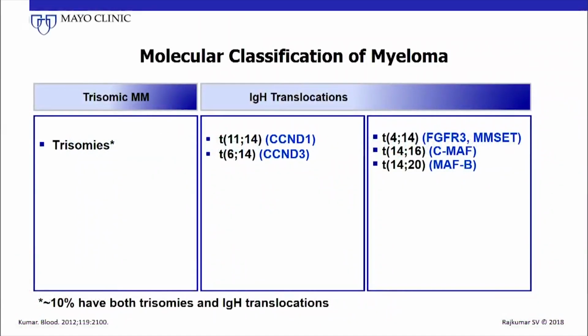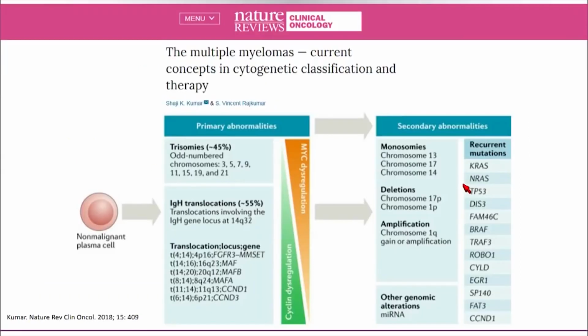There you go. There are 6 different diseases that are basically called as myeloma. There are more than 6, but these 6 are the big ones. And this includes about 40-45% of patients who have trisomic type of myeloma. They have extra odd numbered chromosomes. And then some who have translocations involving 11;14 or 6;14 or one of these other translocations. Each of these are considered a primary cytogenetic abnormality.